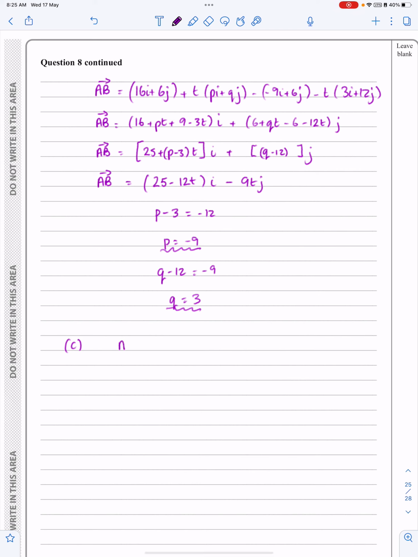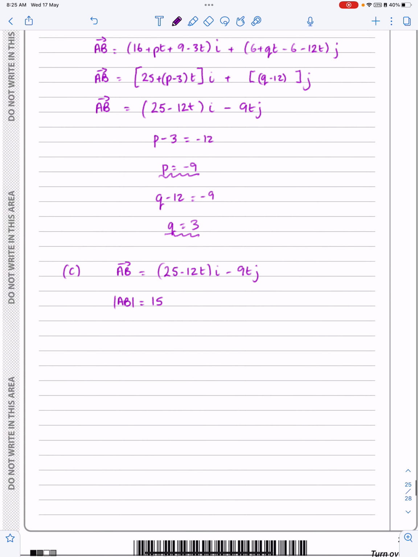Okay, so if AB now is equal to 25 minus 12t i minus 9t j, and they're telling me that the length of AB equals 15, I can work out what t is going to be for that. So if that's true, the length of AB is the square root of 25 minus 12t, all squared, plus minus 9t squared.